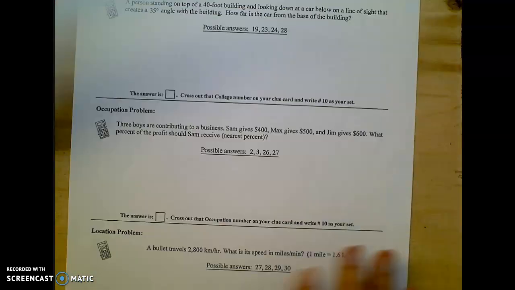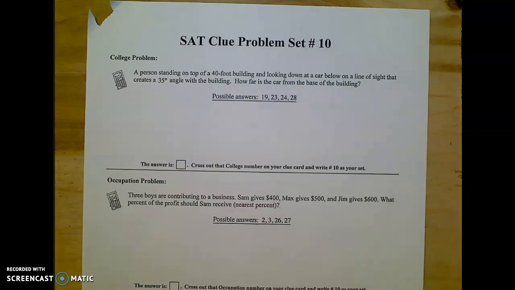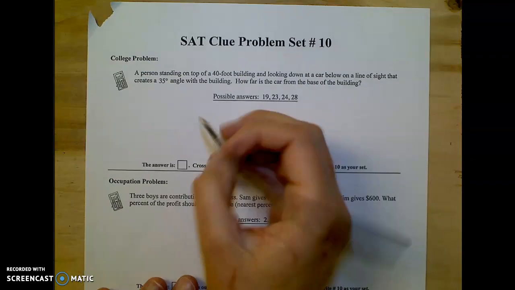Okay, moving on to 10. So looking at problem set 10. A person standing at the top of a 40-foot building looking down at a car below on a line of sight that creates a 35-degree angle with the building. How far is the car from the base of the building? So this is some geometry type stuff. We actually just did this in geometry.